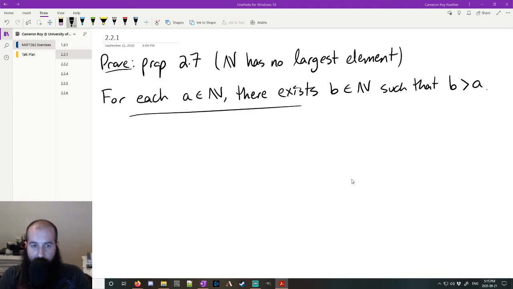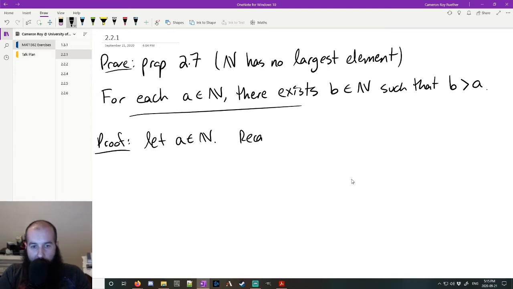Exercise 2.2.1 is to prove proposition 2.7. It's the proposition which tells us that n has no largest element. Formally stated, it says that for each natural number a, there exists a natural number b such that b is greater than a. So to prove this, we need to let a be a natural number. We just have to show that there exists such a natural number. So we can construct any such b we want with this property.